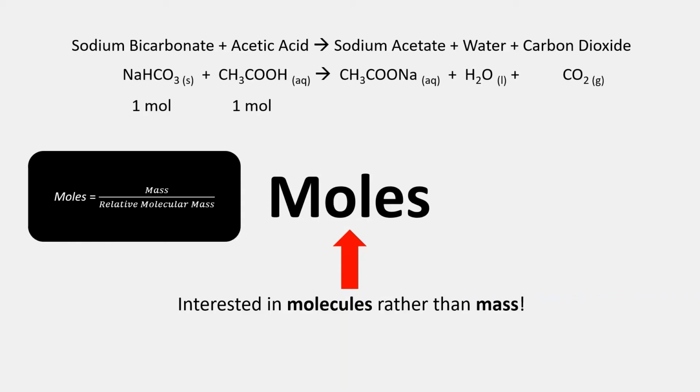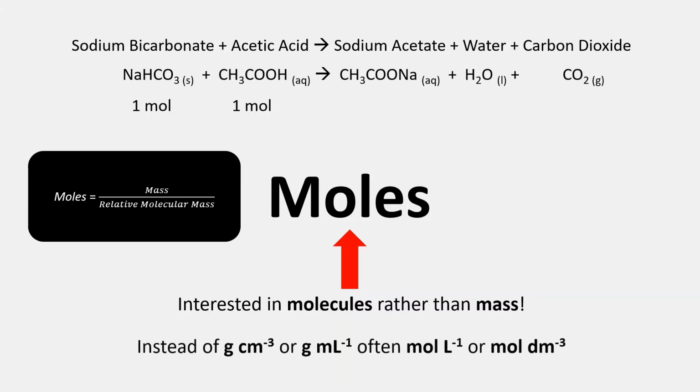It's very important to note that 1 mole doesn't mean just a single molecule. If we remember back to moles, it's the Avogadro's constant of molecules. So it's about 6 times 10 to the 23 molecules, an awful lot of molecules, because it's very hard to count individual molecules. Anyway, that's why you'll often see things represented as moles per litre or moles per decimeter cubed.